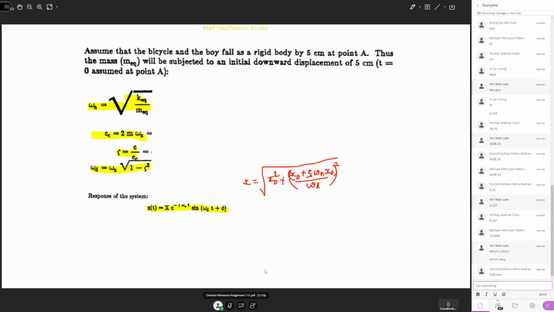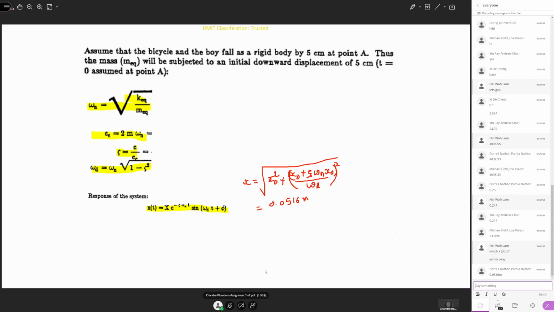So you can check your equation once again. So what's your answer? 0.0518. So probably you'll get about 0.0516 meters. So this is the magnitude of the vibration.